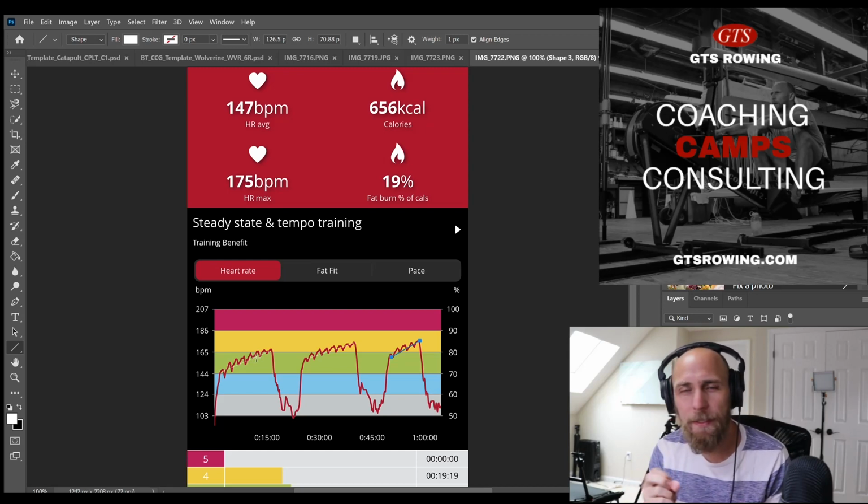There is a little bit of acceleration here, so he might be finishing maybe a second or two faster in each of these sets than he was starting them. That's fine, but again, we're looking for that pattern.